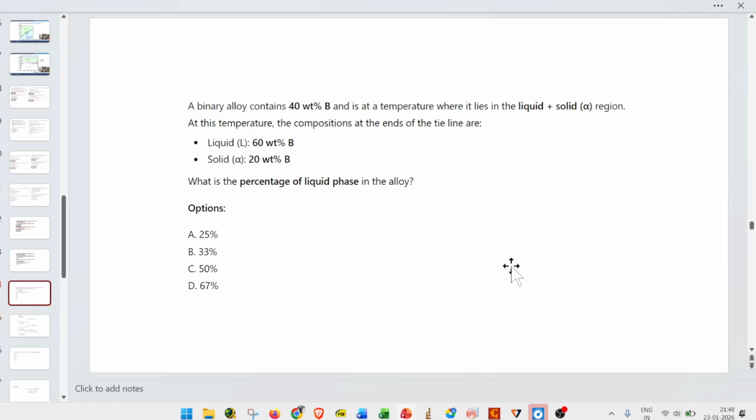So next we will try to do some metallurgical numericals. This is the question: a binary alloy containing 40 percent of the B phase is at a temperature where it lies in the liquid plus solid region. At the temperature, the compositions at the ends of the tie line are liquid at 60 weight percent B and solid at 20 percent B. What is the percentage of the liquid phase in the alloy?